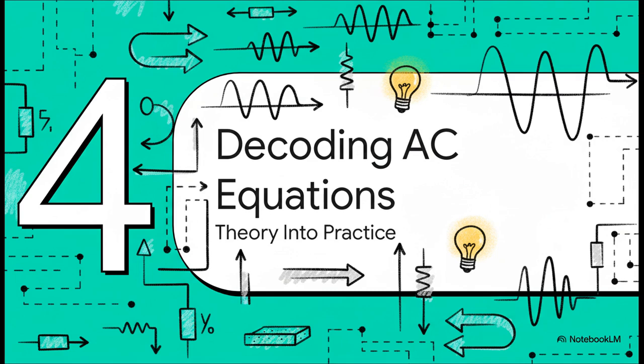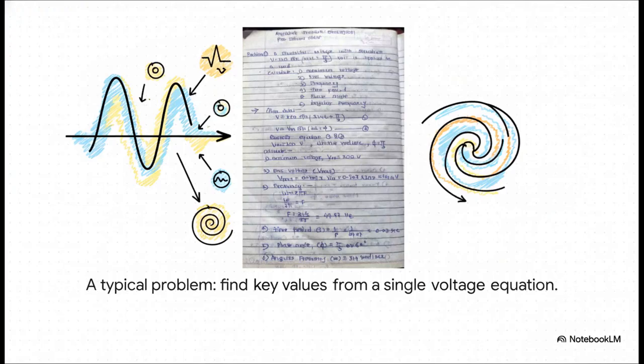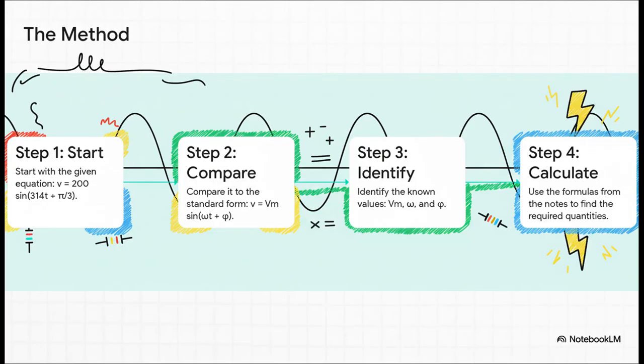All right, enough theory. Let's put all of these building blocks together and actually use them to solve a problem, one that's taken straight from the last page of these notes. Here's our challenge. We're given this one single compact equation that describes a voltage wave. Our job is to use everything we've just learned to pull out all its vital information: its peak voltage, its effective RMS voltage, its frequency, all of it. And the method for doing this is actually beautifully simple. It's really just a 4-step process. We take our equation, we compare it to the standard generic template for a sine wave, we match up the parts, and then we use our simple formulas to calculate everything else.